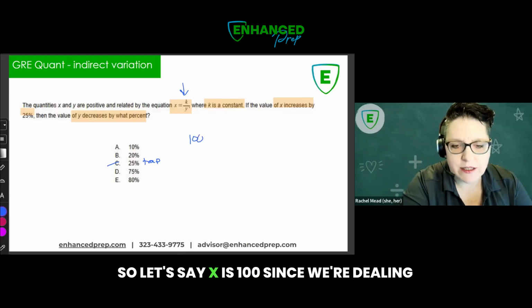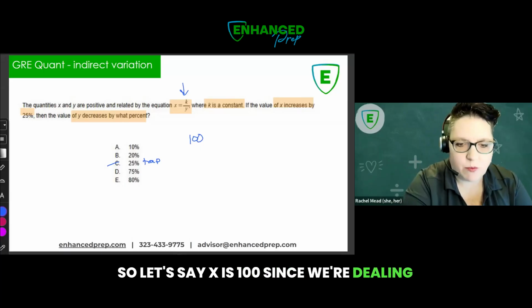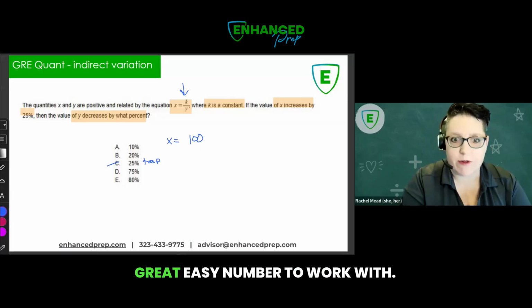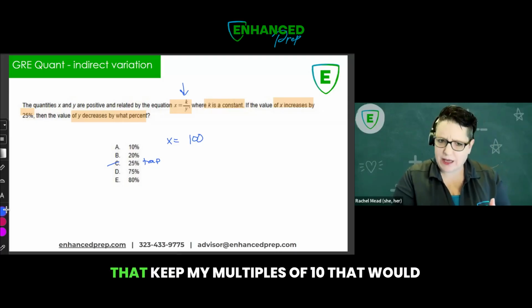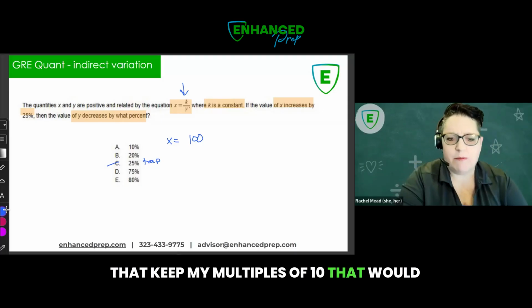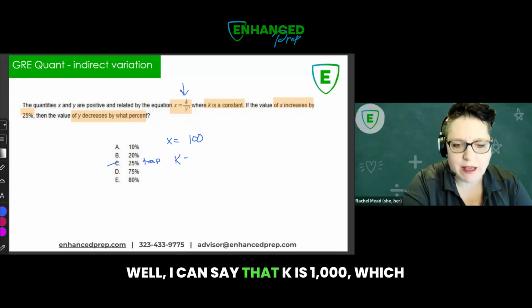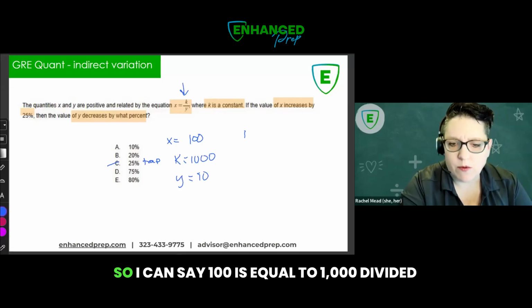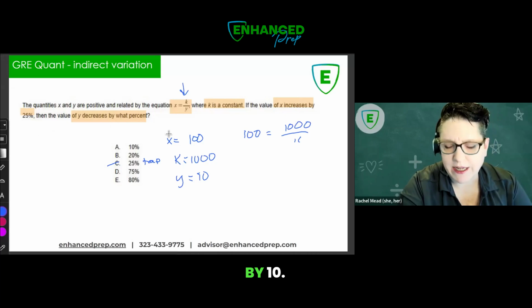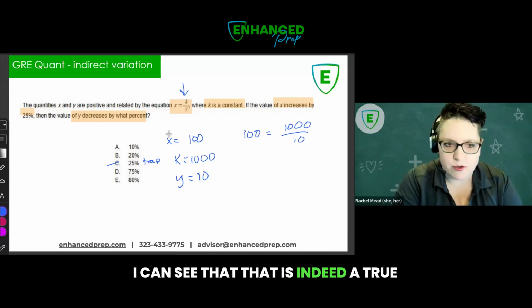So let's say x is 100, since we're dealing with percent. Great, easy number to work with. So what are two numbers I can divide by that keep my multiples of 10 that would make this true? Well, I can say that k is 1,000, which would make y 10. So I can say 100 is equal to 1,000 divided by 10. I can see that that is indeed a true statement.